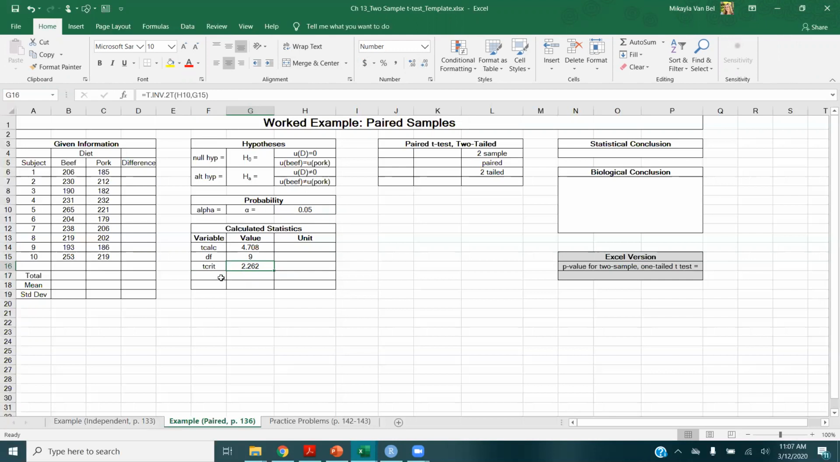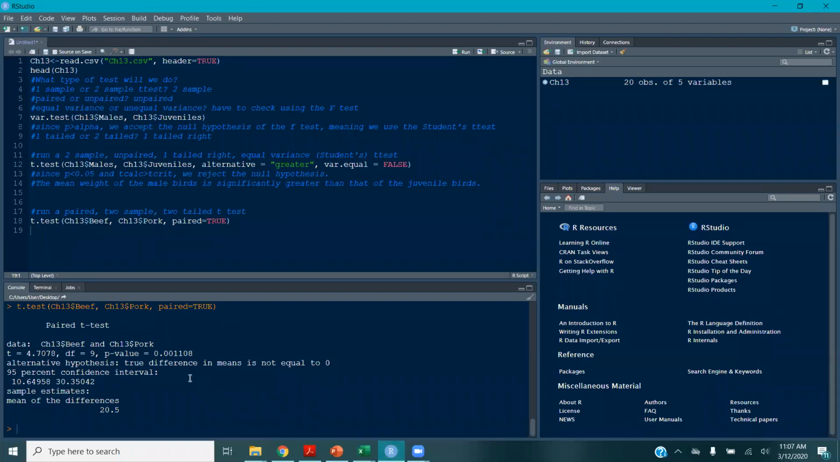And for a two-tailed t-test, we need two t-critical values. The second one is just the negative of the first one. So we have negative and positive 2.262. Our t-calc value is more extreme than either of the t-crit values. This tells us to reject the null hypothesis. Let's take a look at our p-value. The p-value is 0.001, which is less than our alpha of 0.05, which also indicates that we need to reject the null hypothesis. So again, our t and p-value conclusions are the same.